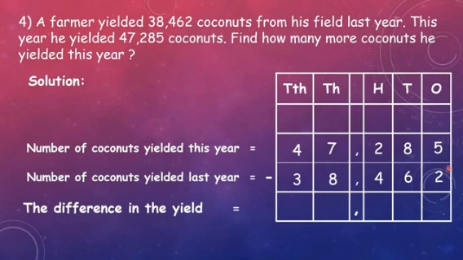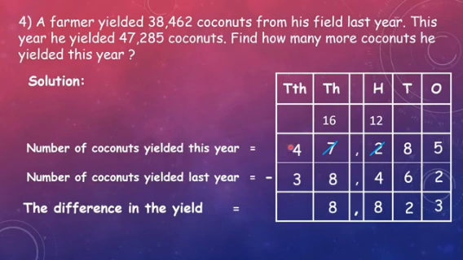We'll start taking the difference, subtracting from the right hand side. 5 minus 2 is 3. 8 minus 6 is 2. Now 2 is less than 4 here, so I borrow 1, becomes 12. 12 minus 4 is 8. Now I have borrowed 1 from here, so this becomes 6, but 6 is again less than 8. I borrow 1 more from 10,000's place, so becomes 16. 16 minus 8 is 8.